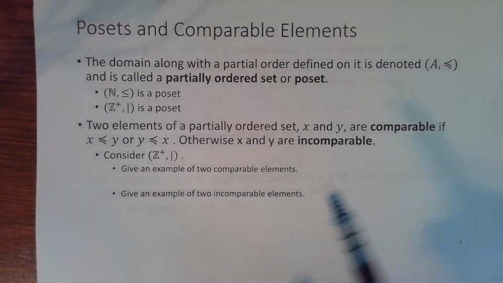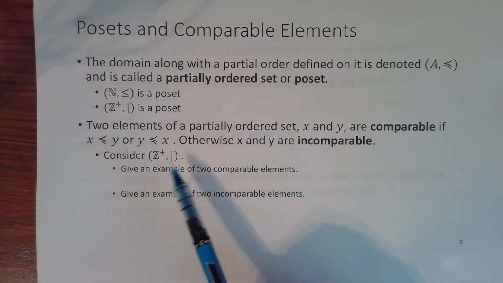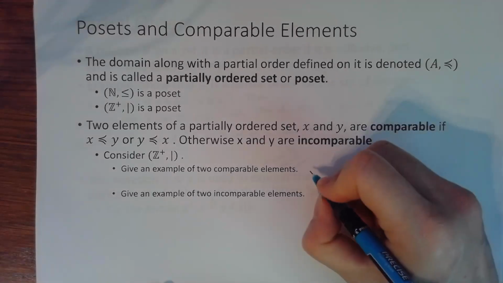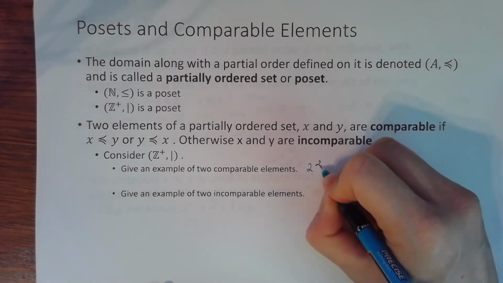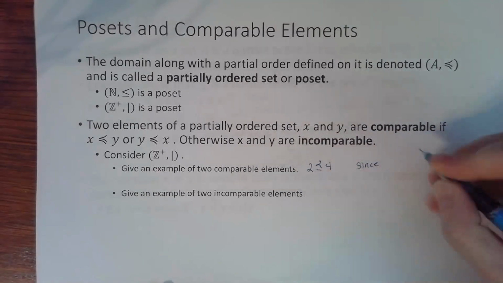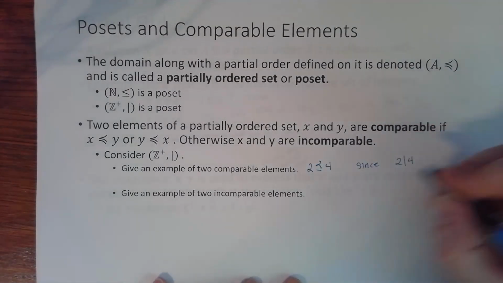Let's look at an example like this poset, where we have the positive integers and the divides relation. For example, if I picked the elements 2 and 4, 2 is related to 4 since 2 divides 4. So 2 and 4 are comparable.